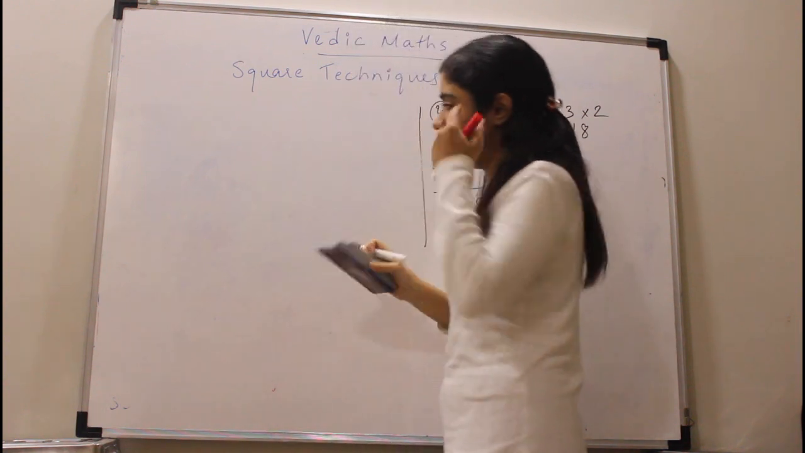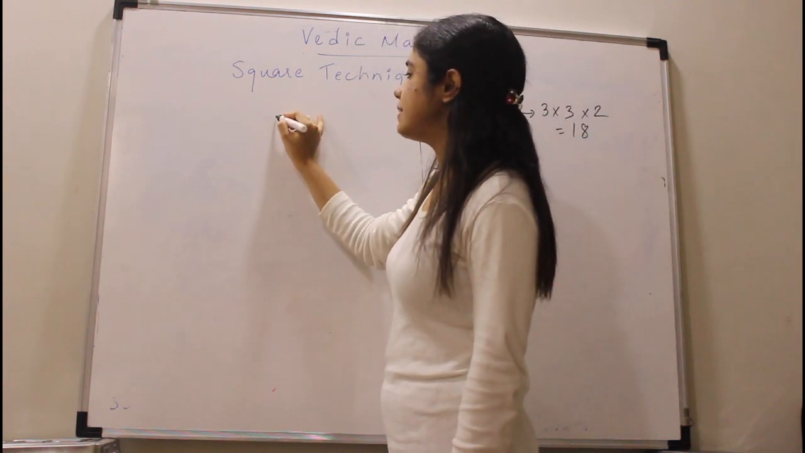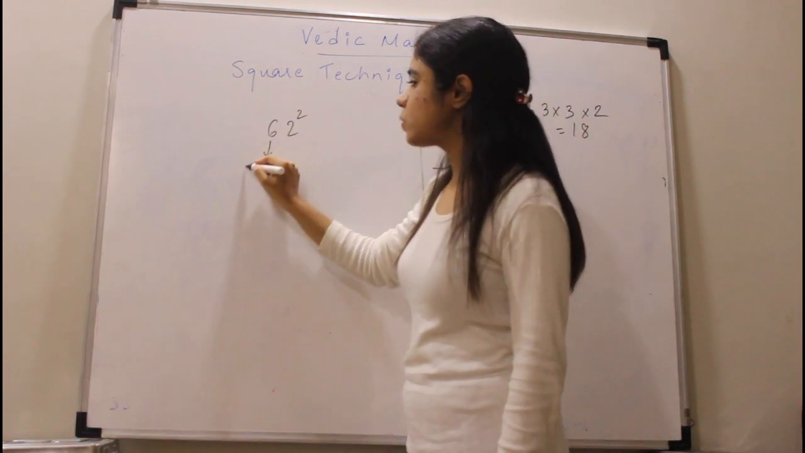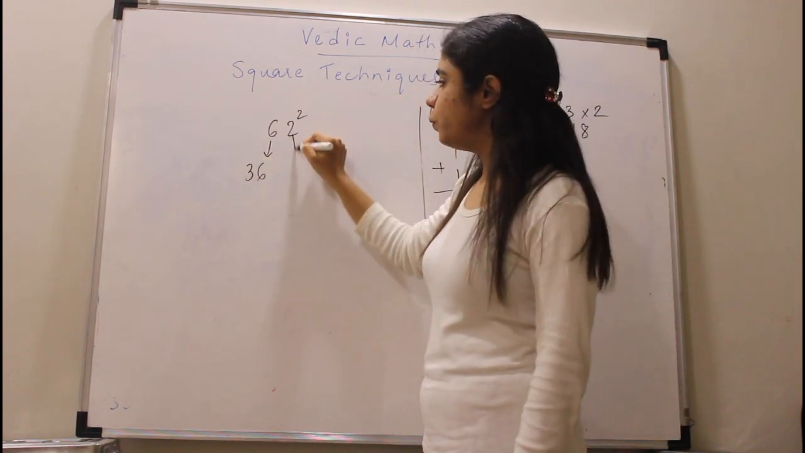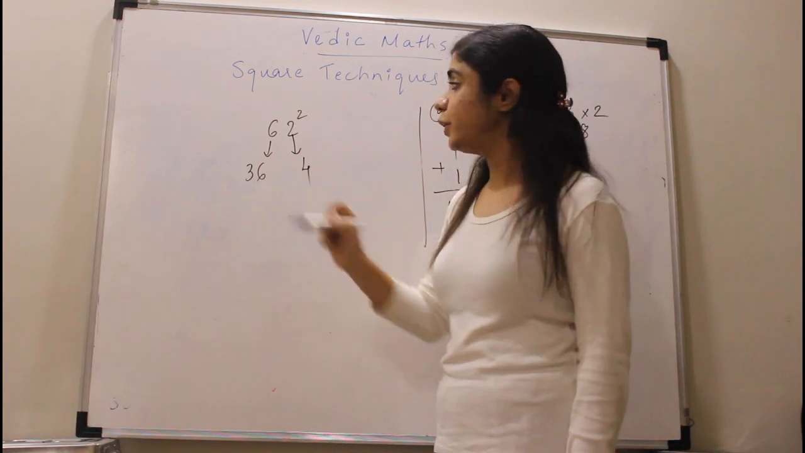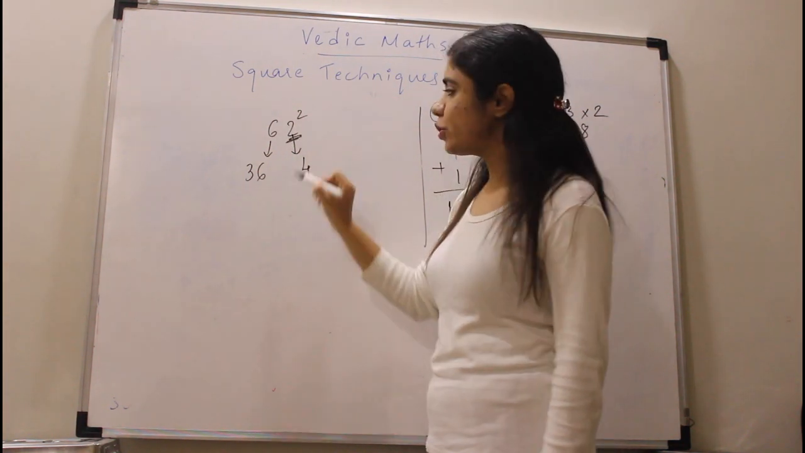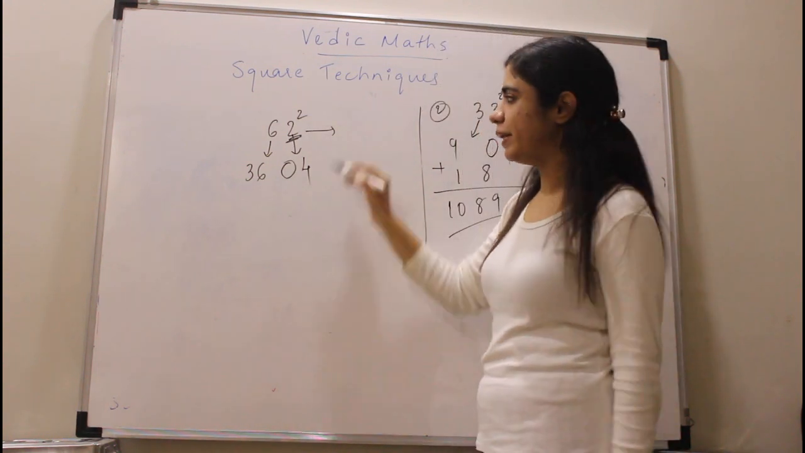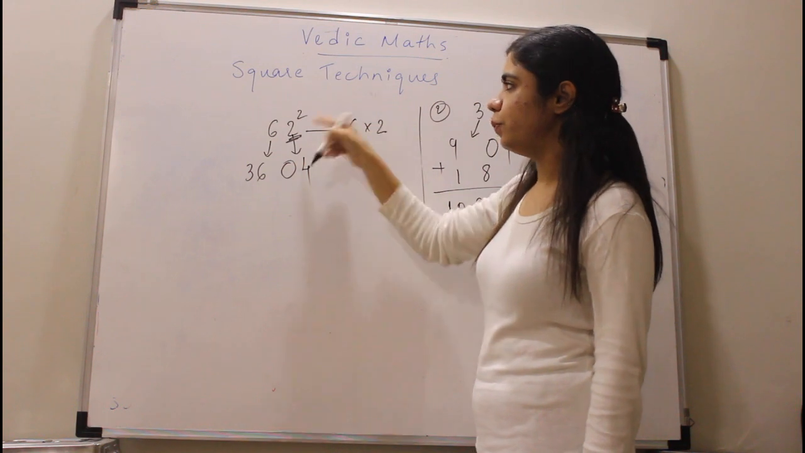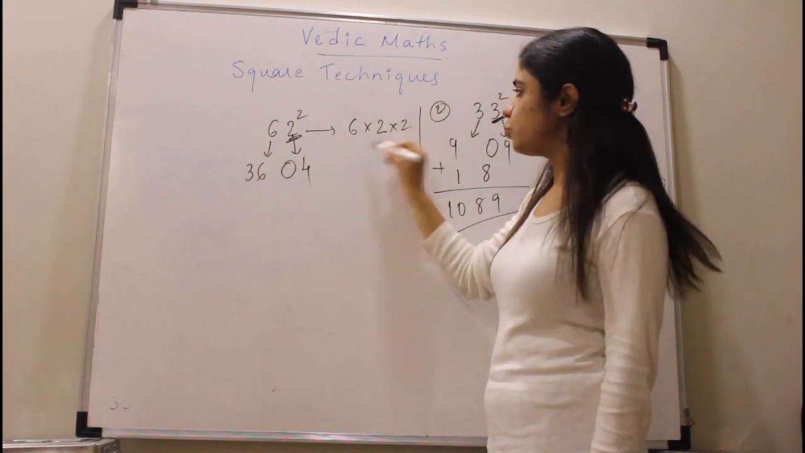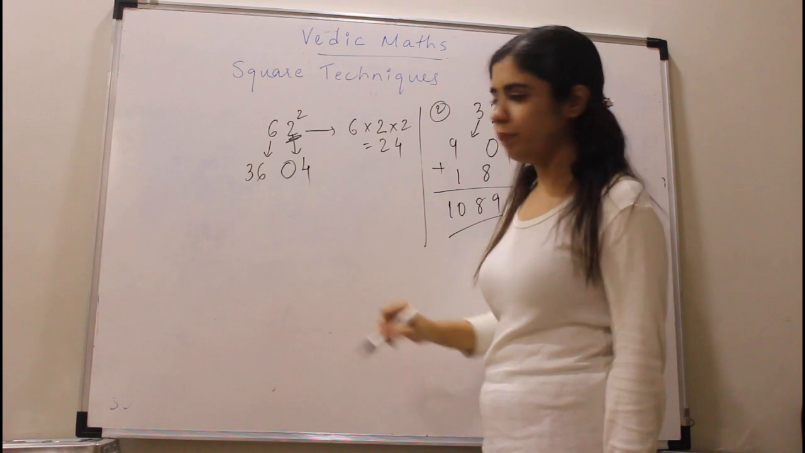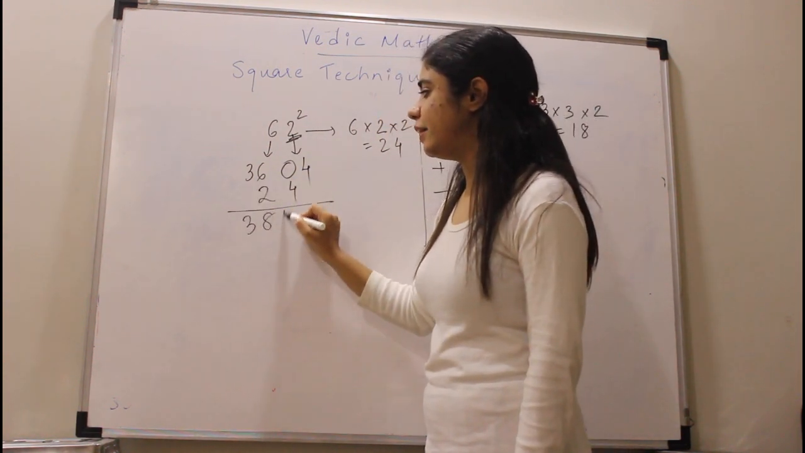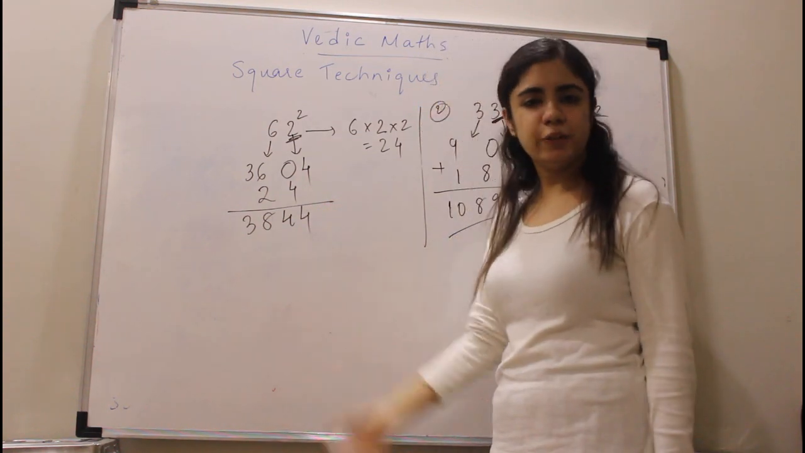Suppose if I ask you what is, let's say, 62 square? 6 square is 36. 2 square is 4. But I told you it should have 2 digits, so you will write it as 04. Now you multiply the digits. So you will get 6 into 2 into this 2. So 12 into 2 is 24. So I will write 24 here. So your answer will be 3844. Hardly took any time.